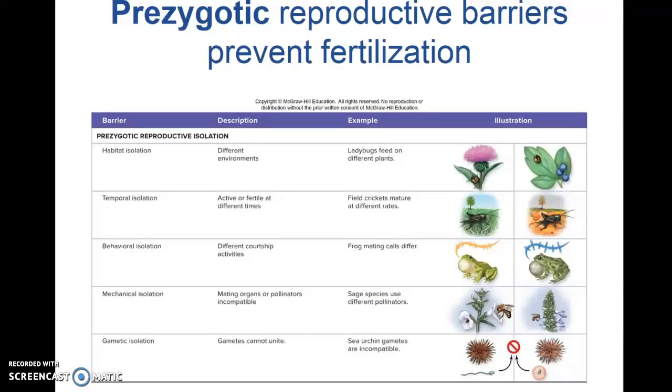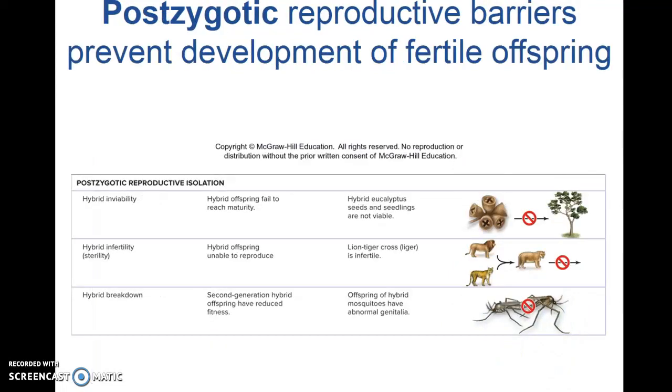Again, this is a nice chart from your textbook that goes through those different types of both pre-zygotic and post-zygotic reproductive barriers. So again, they're different things to think of.